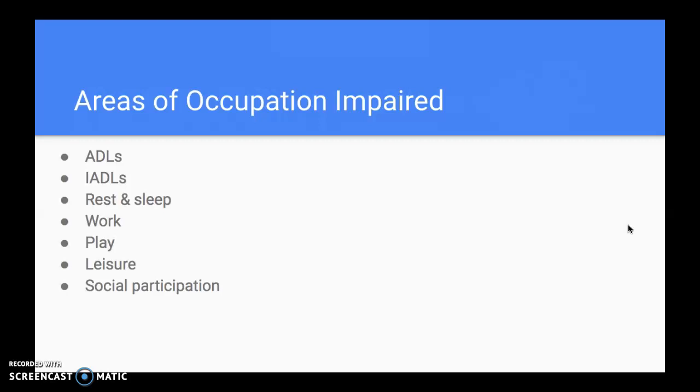The pain and other signs and symptoms associated with ALS will most definitely affect work, play, leisure, and social participation, and definitely sleep. So we want to make sure that we're really taking a holistic approach to therapy with these clients.